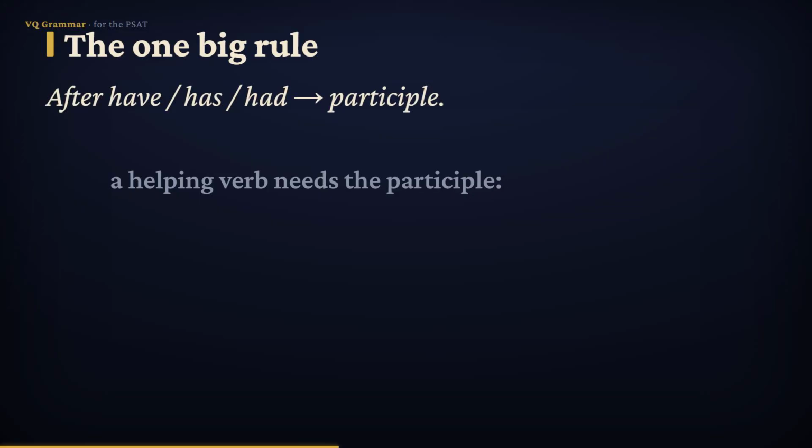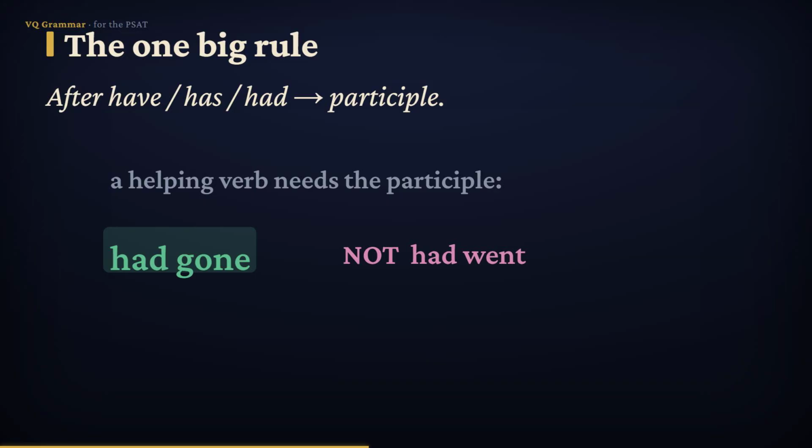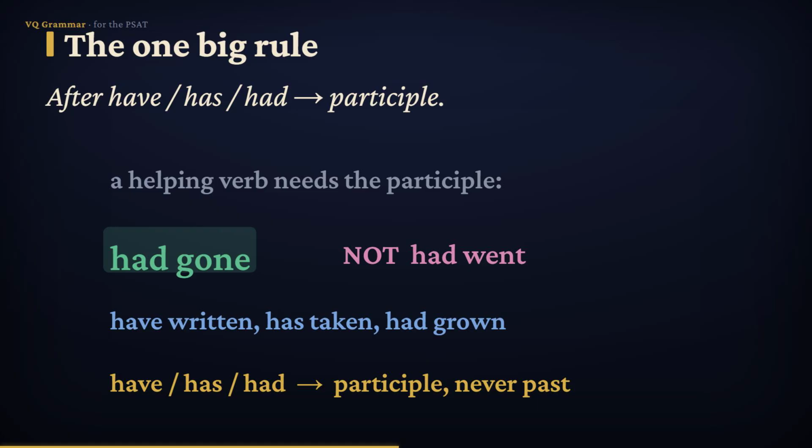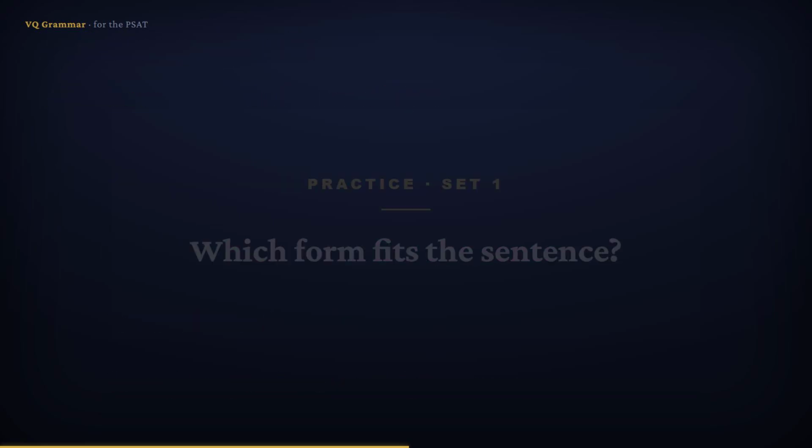Now the rule that ties it all together, and the mistake that catches almost everyone. After a helping verb, have, has, or had, you must use the past participle, never the plain past form. So it's I had gone, not I had went. Had went is simply wrong. The same goes everywhere. Have written, has taken, had grown. When you hear have, has, or had, reach for the participle, the EN or WN form, never the bare past.